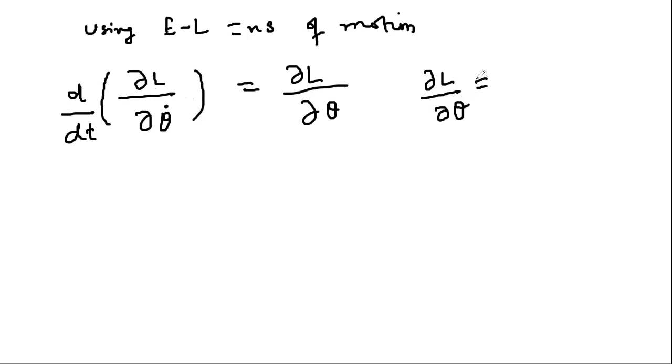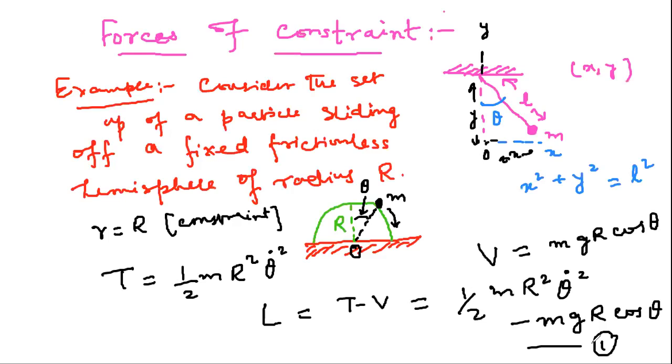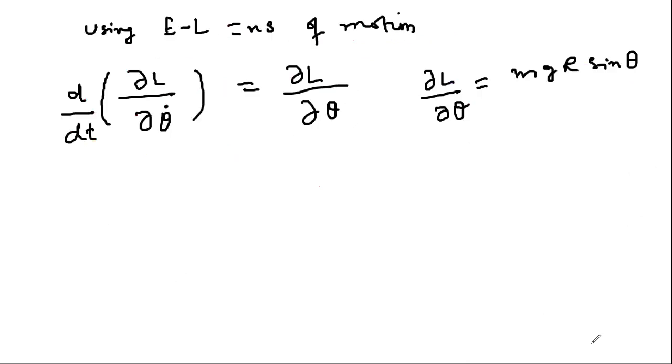My dou L by dou theta is simply mgr sine theta. See the Lagrangian. When you differentiate this with respect to theta, the first term has no dependence on theta. In the second term, you have minus mgr. When you differentiate cos theta with respect to theta, it will be minus sine theta. So overall, it will become plus mgr sine theta. So it is my dou L by dou theta.